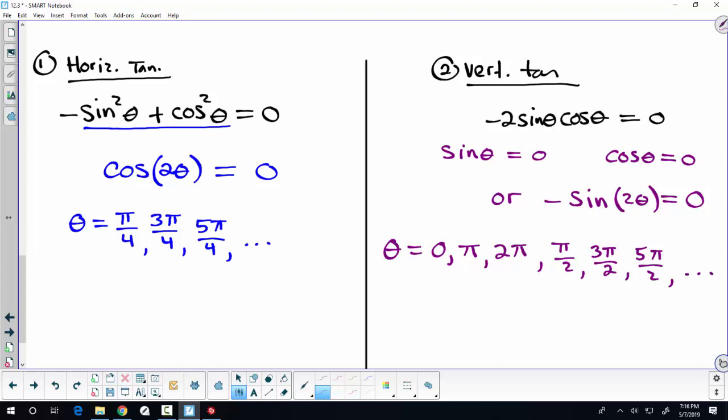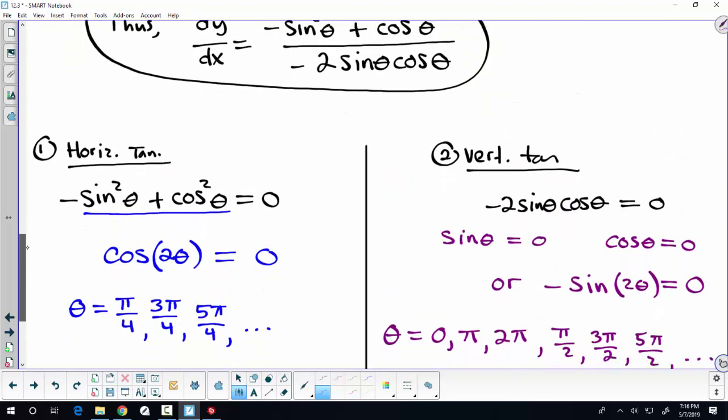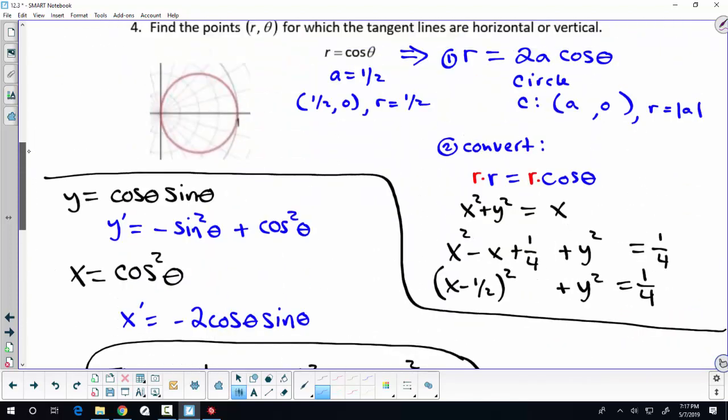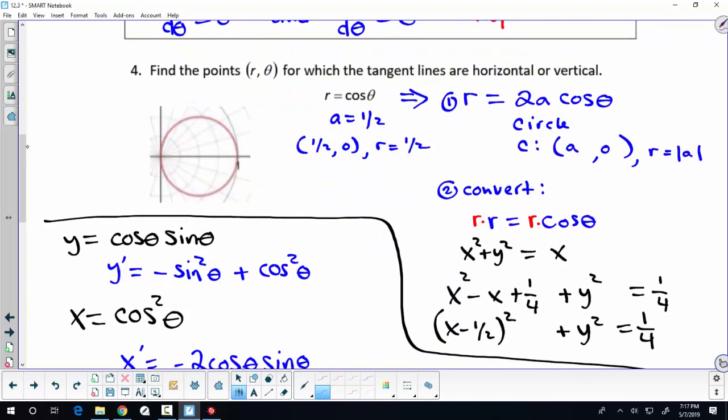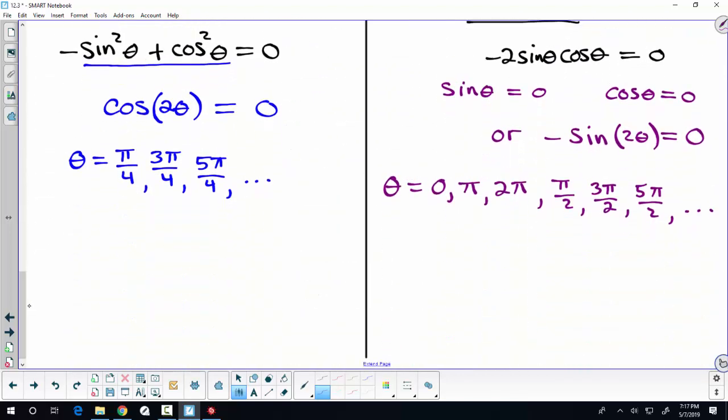So none of those values are the thetas we had for when the numerator of our derivative was 0. So there's never an instance where they're both 0 at the same time. So nothing weird going on. Now we know when the derivative is 0, we know when the derivative is undefined, and we're asked to find the points for which the tangent line is horizontal. We have the input for when it's horizontal and when it's vertical.